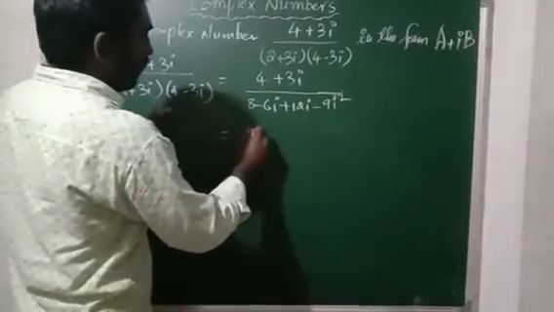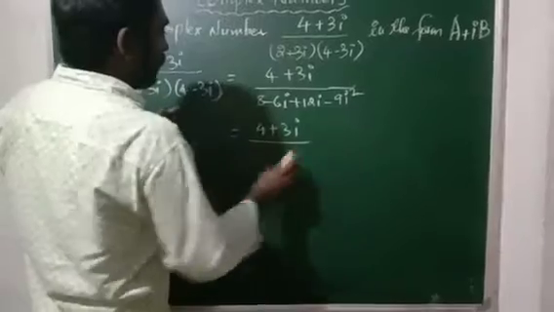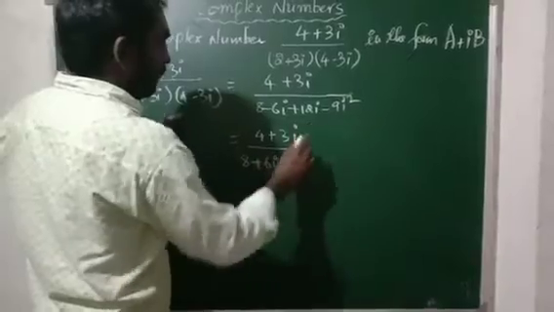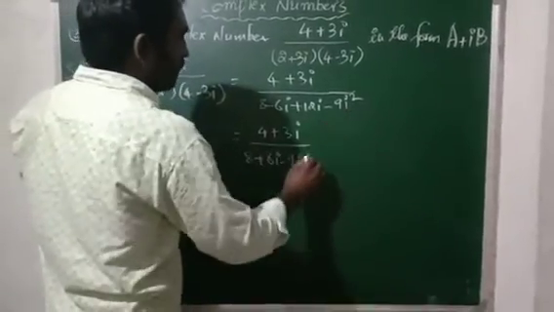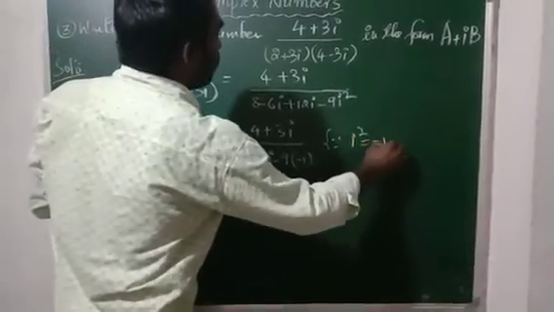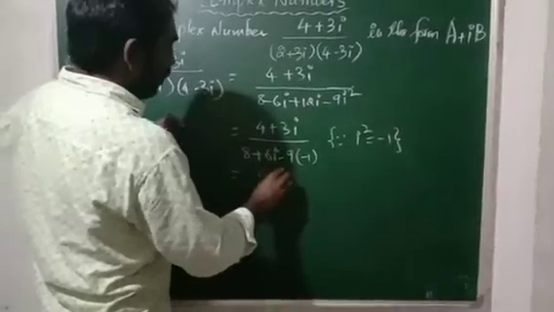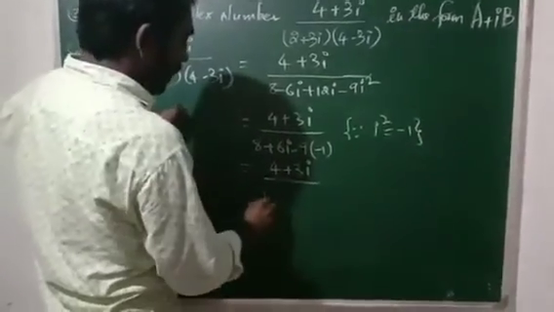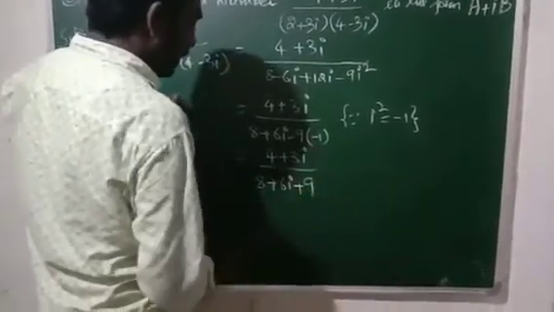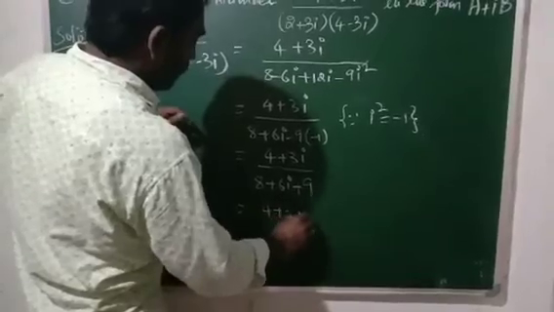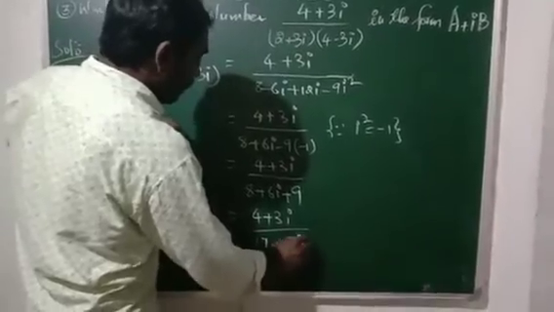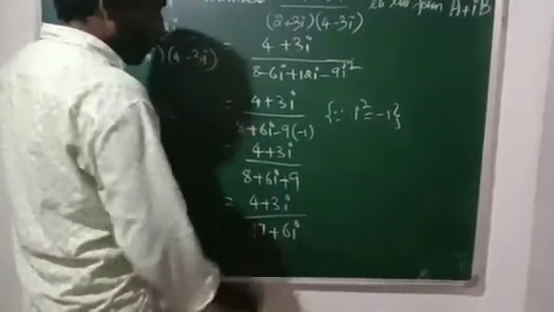So this is equal to (4 + 3i)/(8 + 6i − 9i²), since −6i plus 12i is plus 6i. We know that the i square value is −1, so substituting it here, minus into minus is plus, so 9 into 1 is 9. So this is equal to (4 + 3i)/(8 + 9 + 6i), that is 17 plus 6i. So here (4 + 3i)/(17 + 6i).